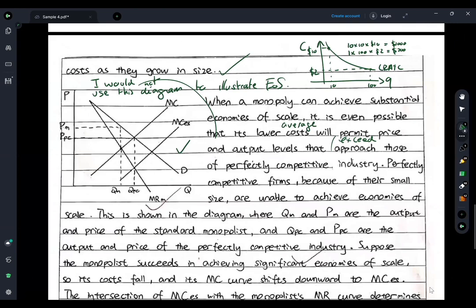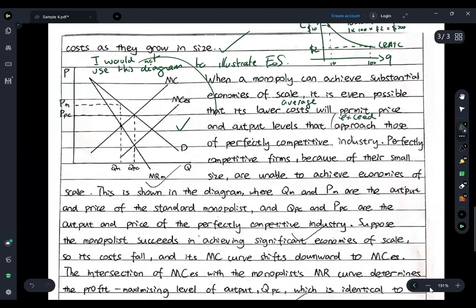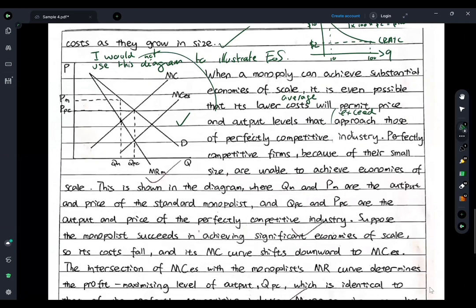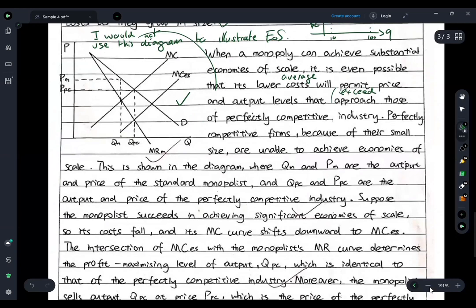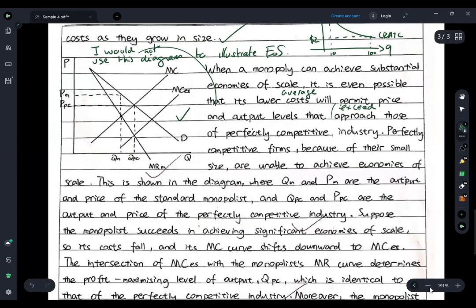"Perfectly competitive firms, because of their small size, are unable to achieve economies of scale. This is shown in the diagram where QM and PM are the output and price of the standard monopolist." Okay, so that's very good. I'm not going to read every single sentence. It is extremely good. But again, that's quite detailed, perhaps too detailed.